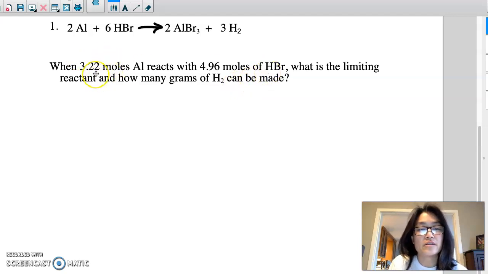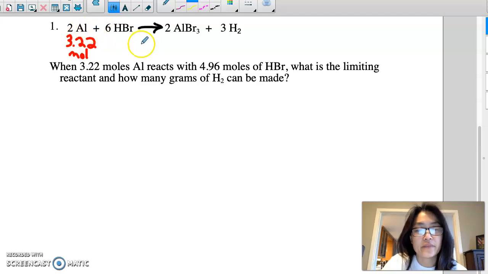So the first thing I like to do on these problems is I like to label my given. So you can see it's got 3.22 moles of aluminum. So I could go ahead and label 3.22 moles here. Again, I'm writing with a mouse, so it's not great, but it's better than nothing. So we've got 3.22 moles of aluminum. So I'm going to label that right there. And then I've got 4.96 moles. So I'm going to label that here. So 4.96 moles.